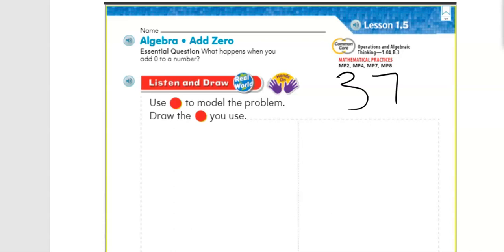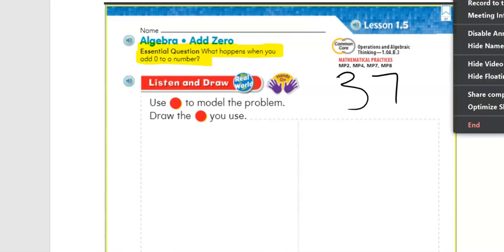All right, so boys and girls, we are on a new unit, lesson 1.5, and this one is called Add Zero. So I want you guys to look at the essential question right here. It says, what happens when you add 0 to a number? And I want to do a check-in before we get started. Who thinks they know? What would happen to a number if we add 0?